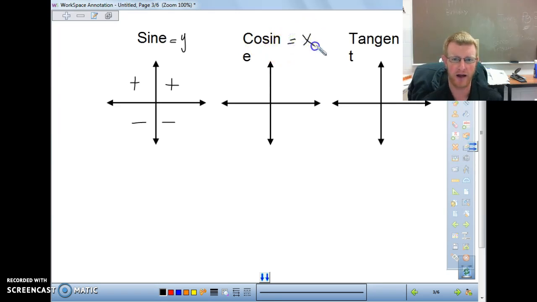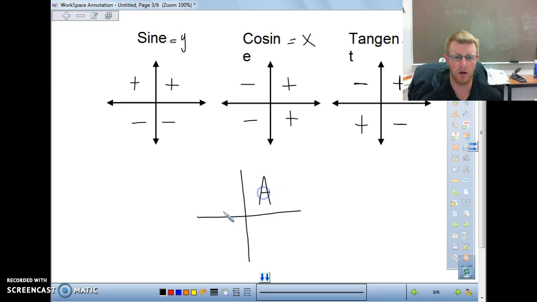Cosine is equal to our x value, so we know that our x values are positive on the right, so the first and the fourth quadrant, and negative in the second and the third quadrant. And then tangent is equal to y over x, which is sine divided by cosine. And tangent will be positive in our first quadrant and our third quadrant, and it'll be negative in our second and our fourth quadrant.